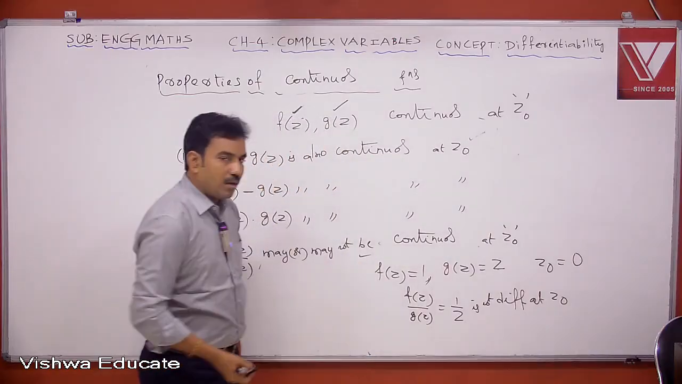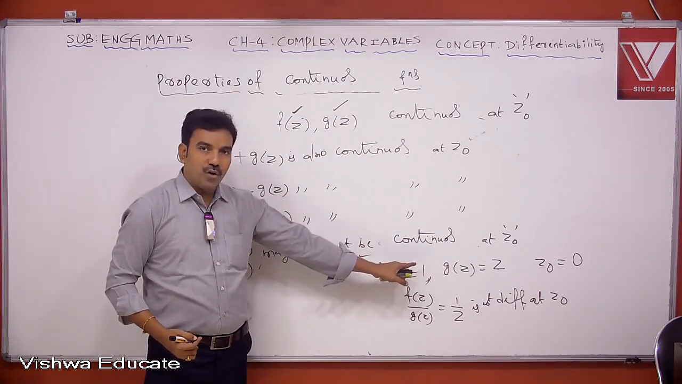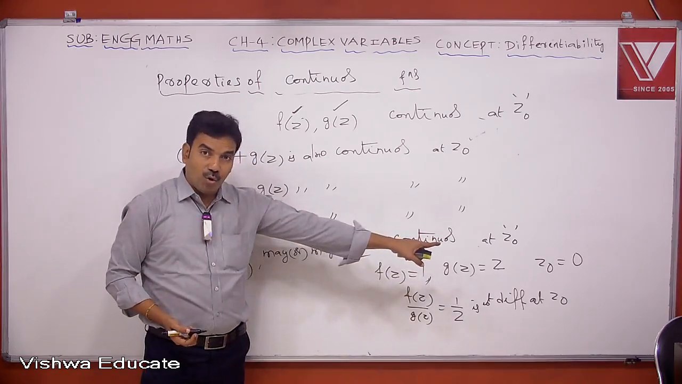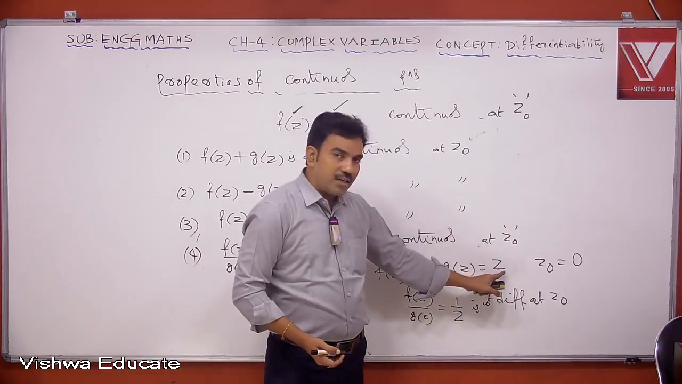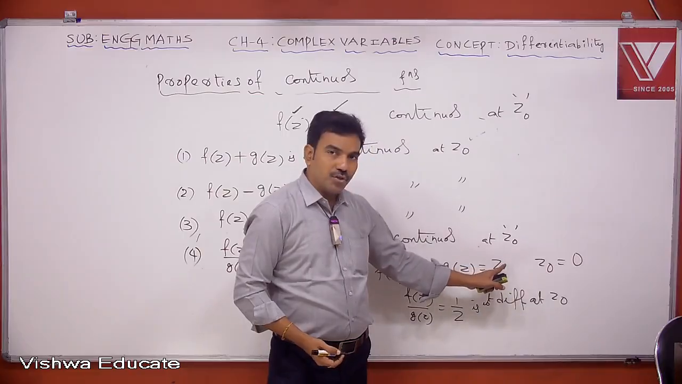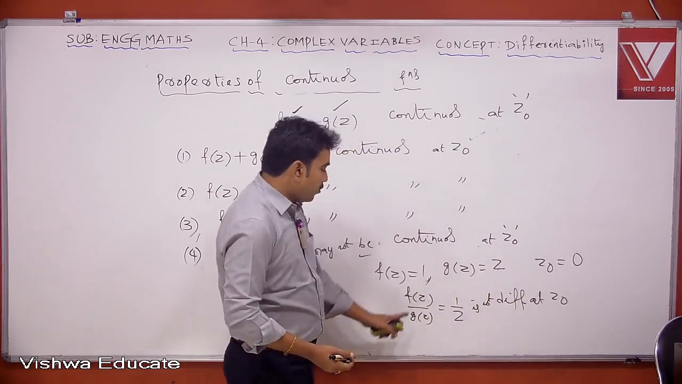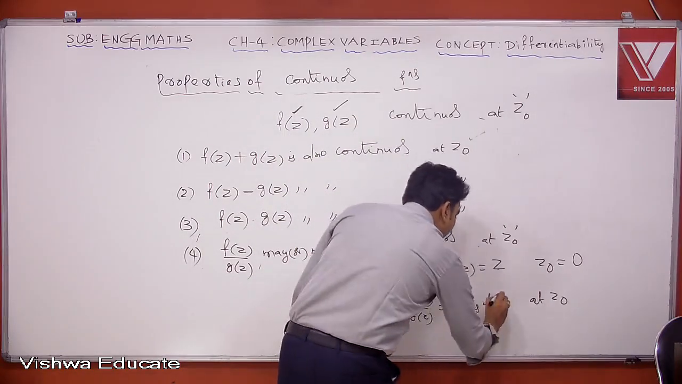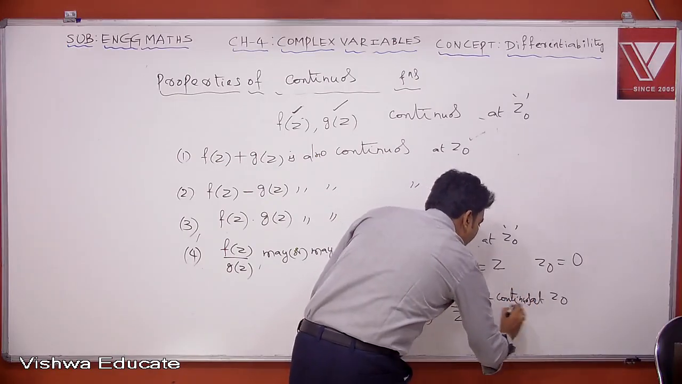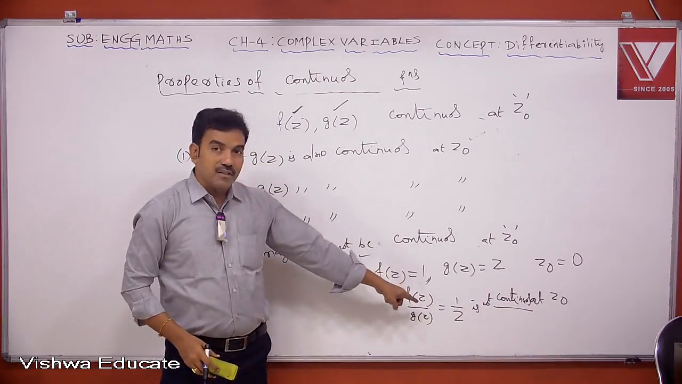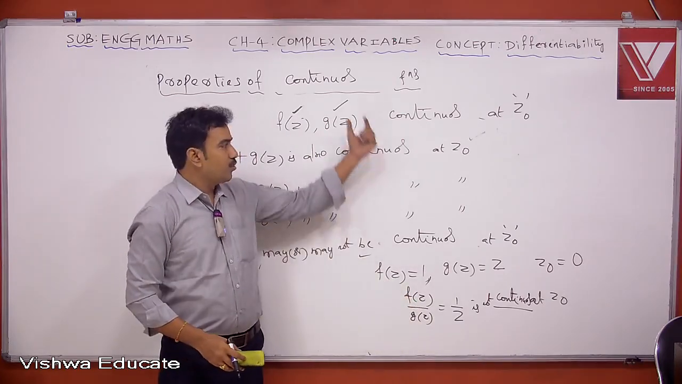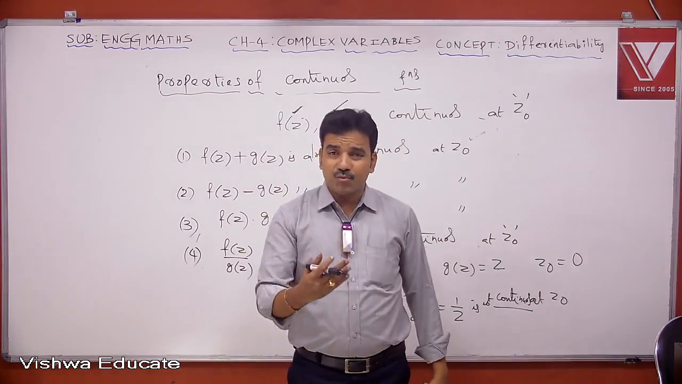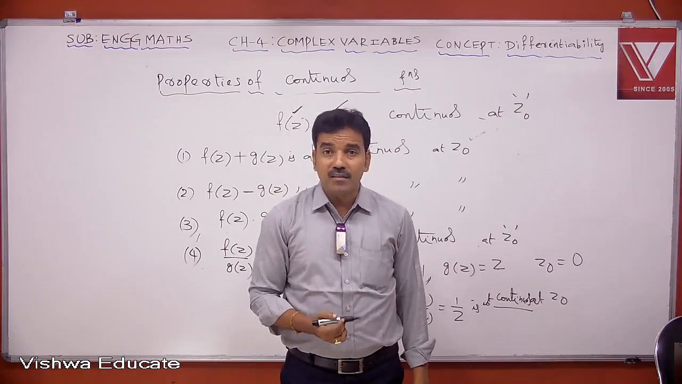So the same counterexample we can take. f of z equal to 1. We know that all constant functions are continuous at all points. In particular, this is continuous at z naught equal to 0. Now second example is g of z equal to z. This is a polynomial expression. It is again continuous at 0. But when you look at the ratio f of z by g of z equal to 1 by z, this is not continuous at 0, because the function itself is not defined when z is 0. Okay. So write the properties of continuous functions as we wrote for differentiability, but differentiability is to be replaced by continuous.